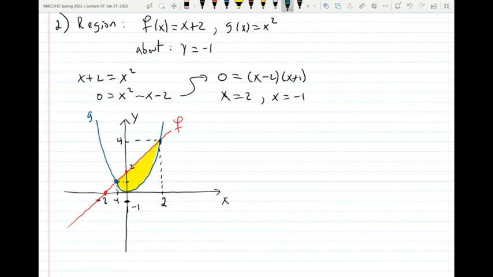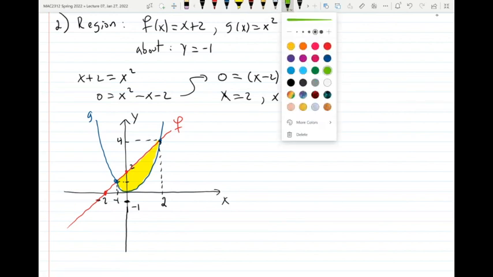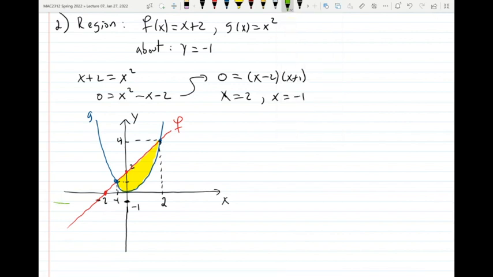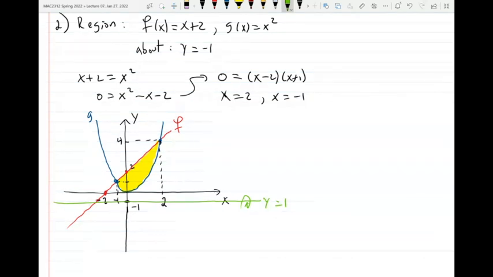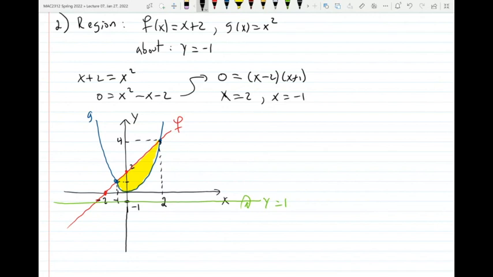I want to use another color. Green. So our axis of rotation is this line, y equals 1. We are rotating about this line. You okay with this? All right. So again, we don't know much. All we know is that we can place rectangles perpendicular to the axis of rotation. That's what we're going to do.